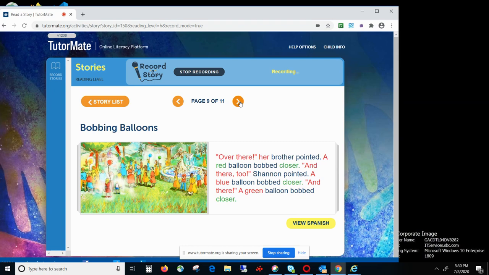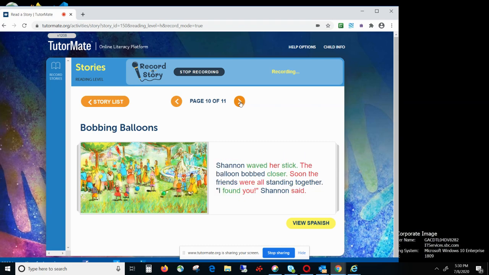Over there, her brother pointed. A red balloon bobbed closer. And there, too, Shannon pointed. A blue balloon bobbed closer. And there, a green balloon bobbed closer. Shannon waved her stick. The balloon bobbed closer. Soon, the friends were all standing together. I found you, Shannon said.